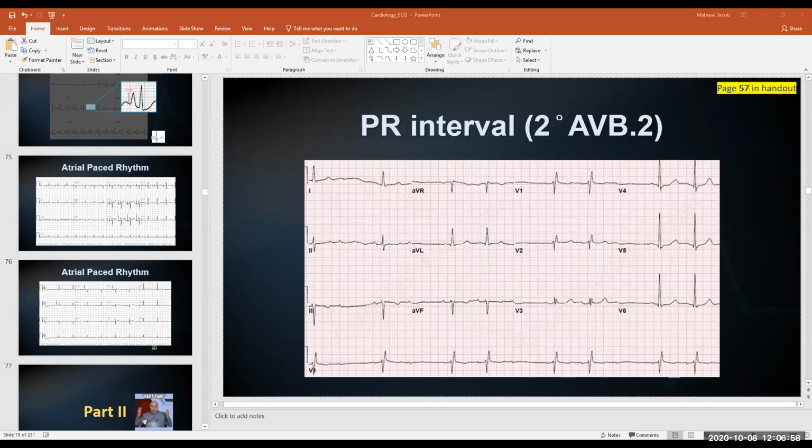So here's an example of a secondary type 2. What we can see is that this PR interval from here to here appears to be pretty consistent all the way through. So we know that this is not going to be a third degree and it's not going to be a second degree type 1. So it has to be either a first degree or a second degree type 2 if we use that flowchart from the beginning.